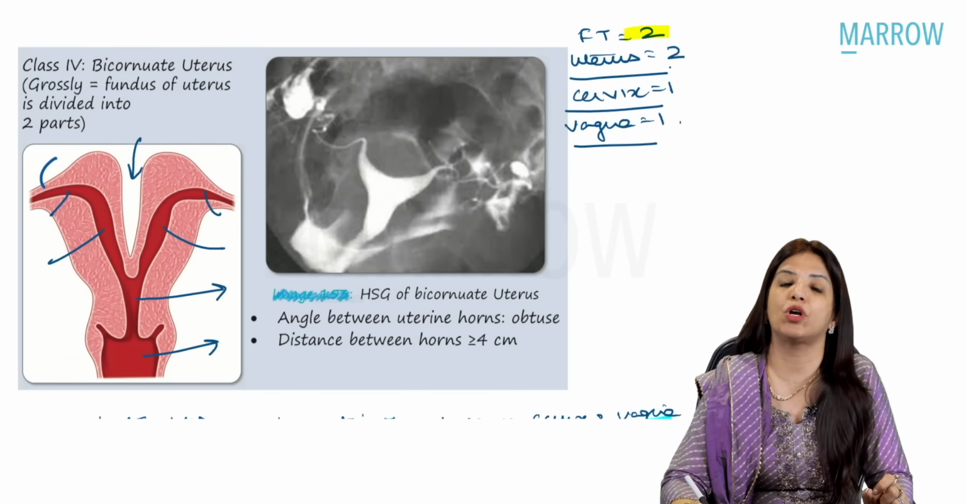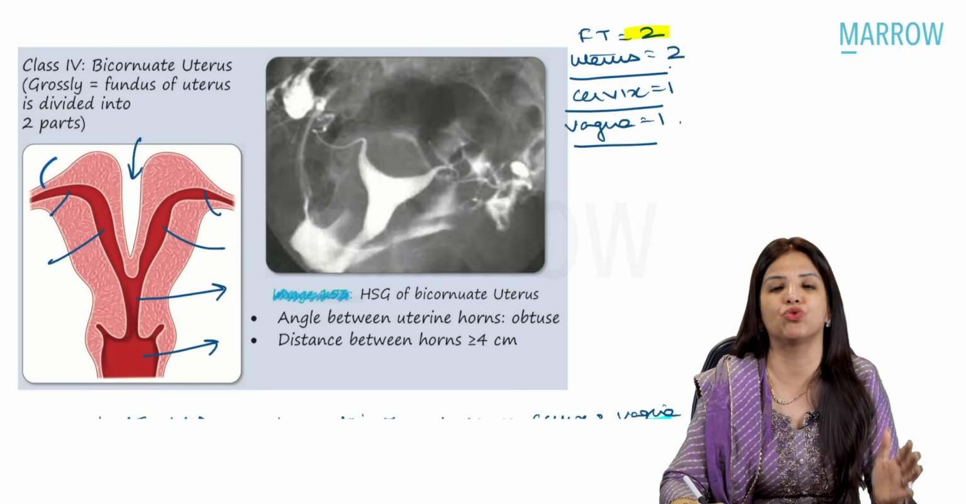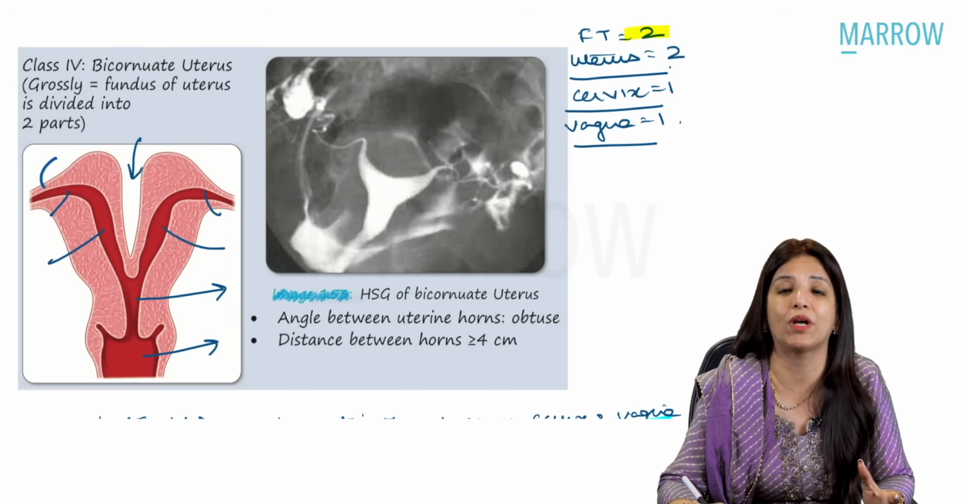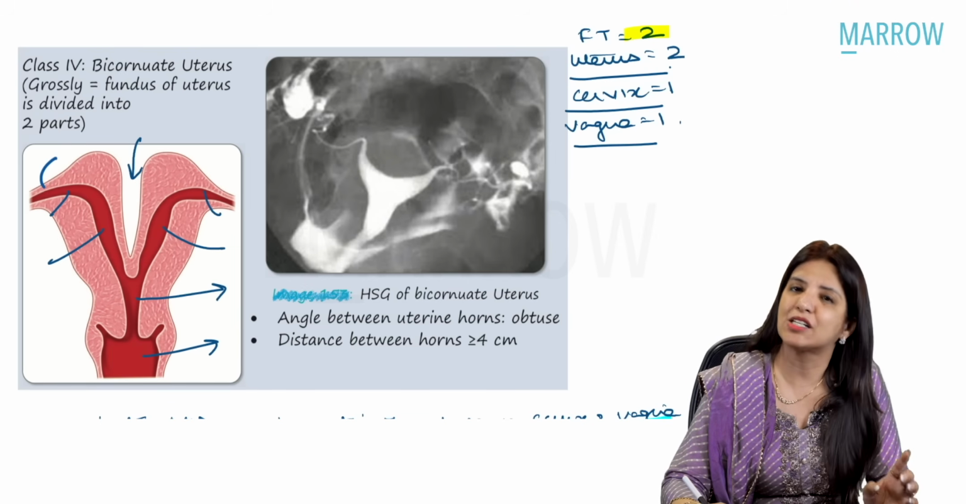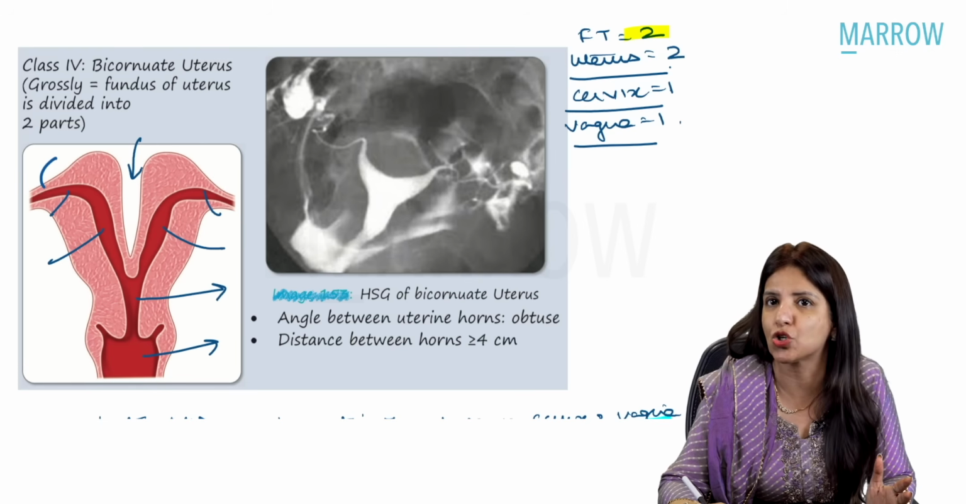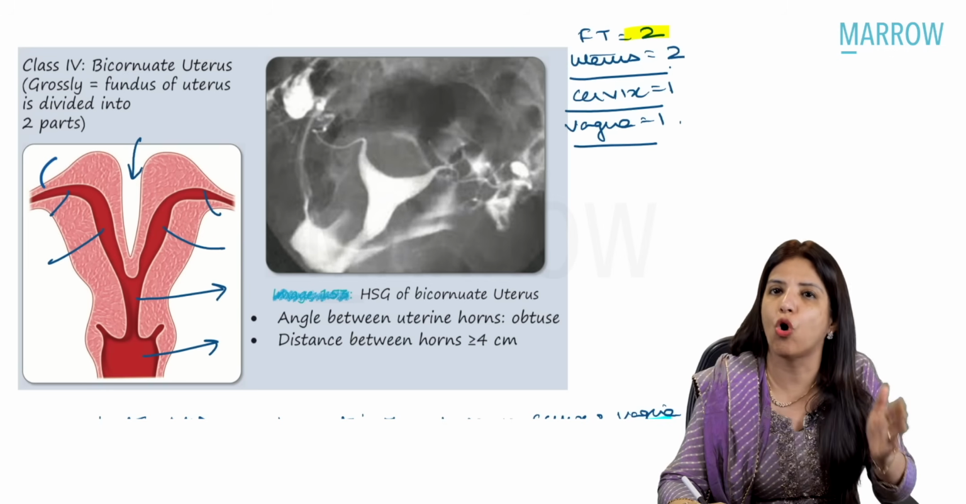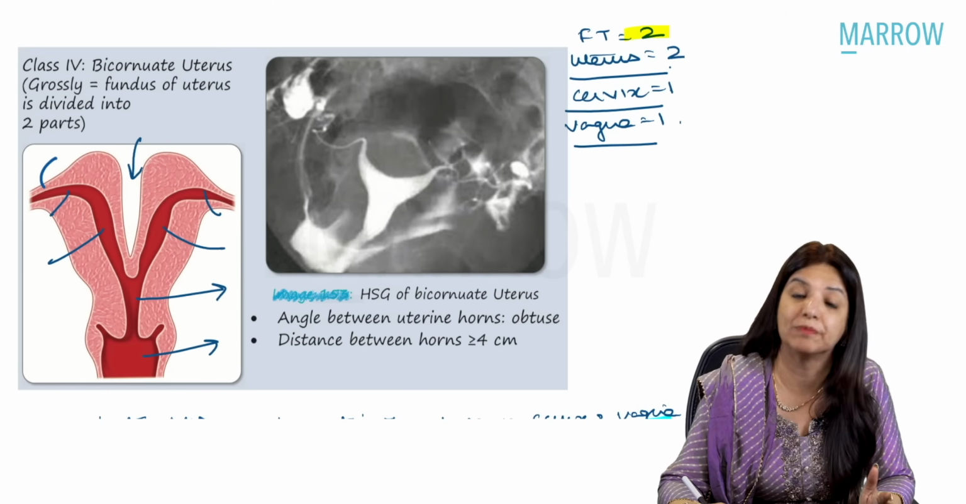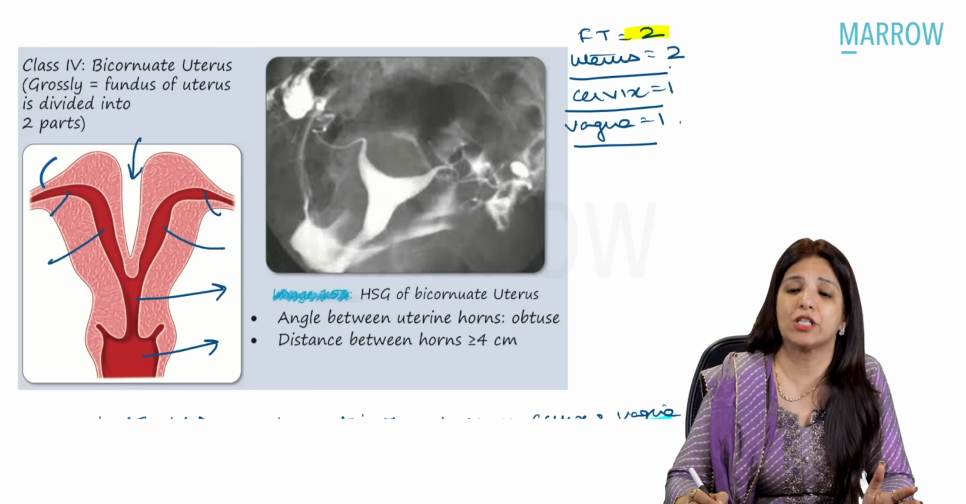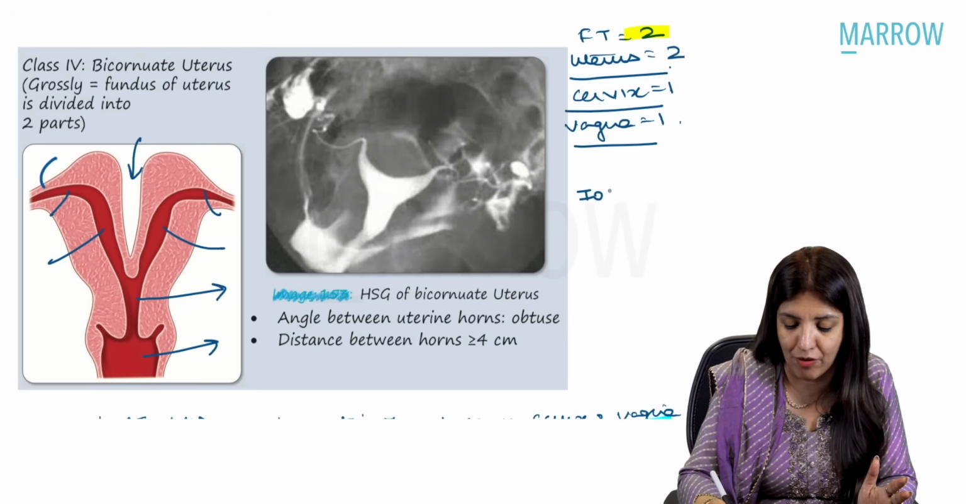This means that in order to differentiate between a bicornuate uterus and septate uterus, I should be able to look at the fundus of the uterus. And that is why HSG is not the investigation of choice in Mullerian malformations, because with the help of HSG, you cannot look at the fundus of the uterus. That is why investigation of choice in case of Mullerian malformations is 3D ultrasound.